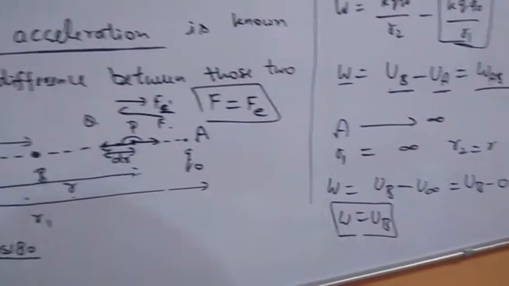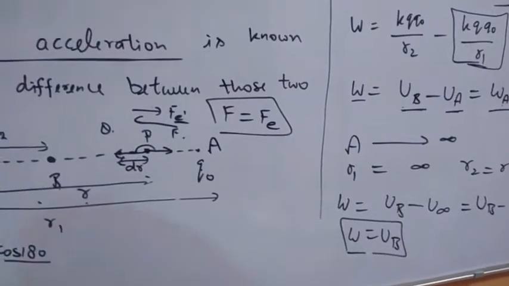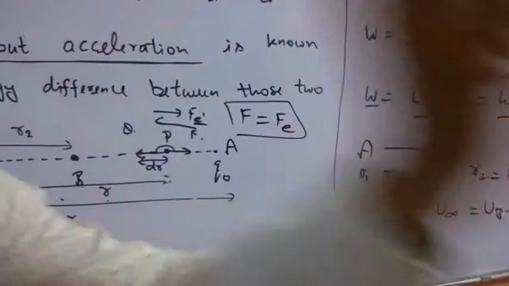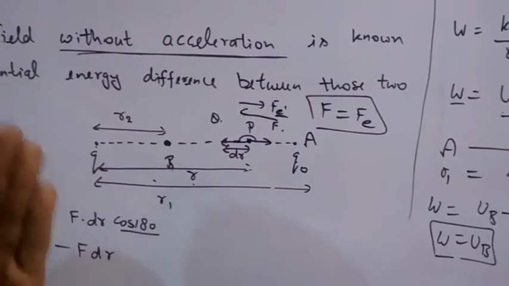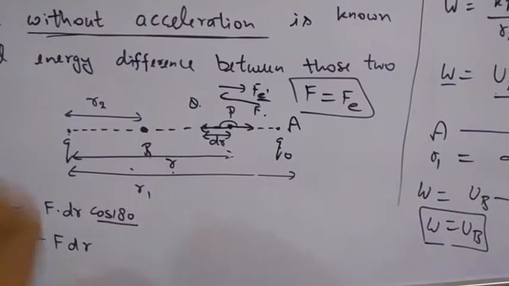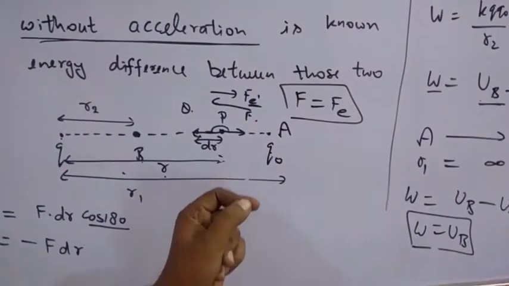So I can say that potential energy of point B is nothing but work done in moving any charge from infinity to that point in the electric field. So electric potential energy at any point of a charge is defined as work done in moving that charge from infinity to that point.